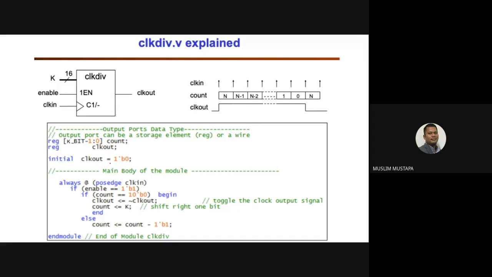That's why you see here the initial value is equal to 0. Then at the first clock cycle, it's going to check here: if the count value is 0, yes, the count value is equal to 0, then just invert. So now clock out becomes 1, high. This is just invert.